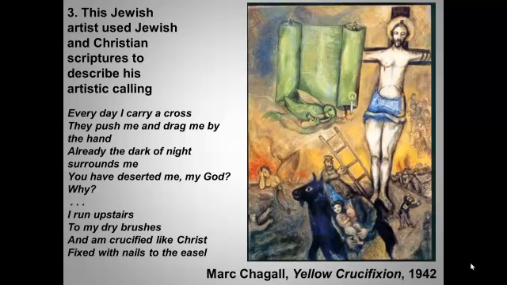He painted this work in exile when the Guggenheims arranged for his escape to America. Now, it's certainly easy to understand how in 1942, in the midst of World War II, with millions of Jews being herded into concentration camps, Chagall struggled to find enough meaning in life to paint, which you see here as a poem that he wrote to express his despair. "I run upstairs to my dry brushes and am crucified like Christ, fixed with nails to the easel."